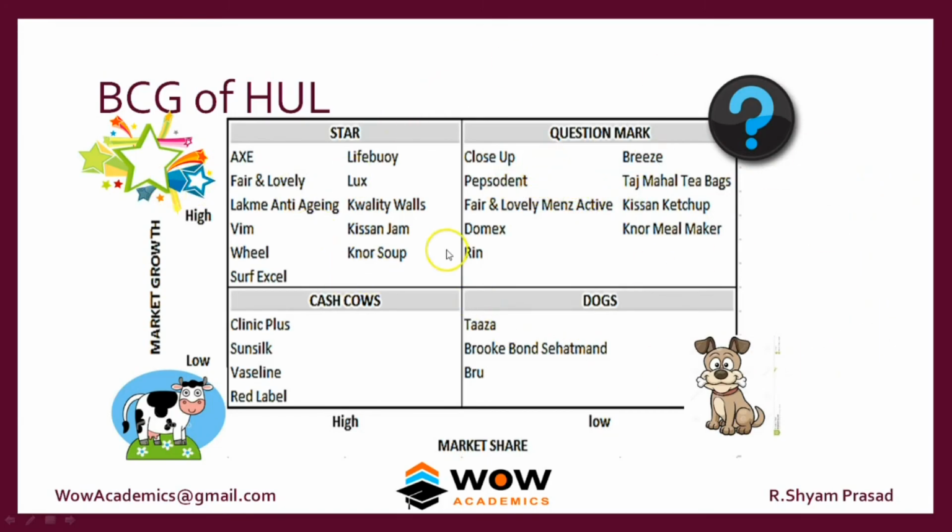So what would HUL have done? HUL would not have invested much money here. They would have taken that money and put it in the star. The star would have performed well. Question mark, some of them would have been kicked out, some of them would have been invested in and become the star. Dogs would have been kicked out. None of these products are there except for Brew. I'm not sure why Brew is still being retained. So now you have a good idea about how the BCG matrix works.